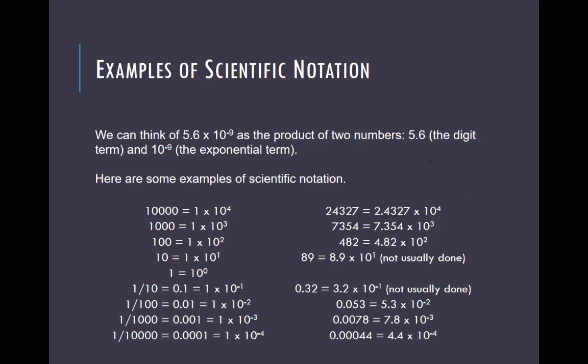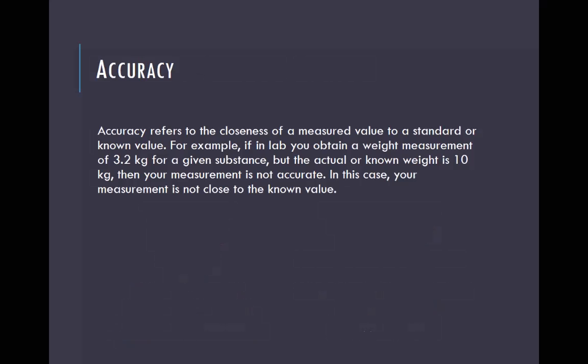All right, so now when we go ahead and look at this, there are two terms that we use interchangeably in common speech that are not actually the same thing. The first of these is accuracy. Accuracy refers to how close a measured value is to a known value.